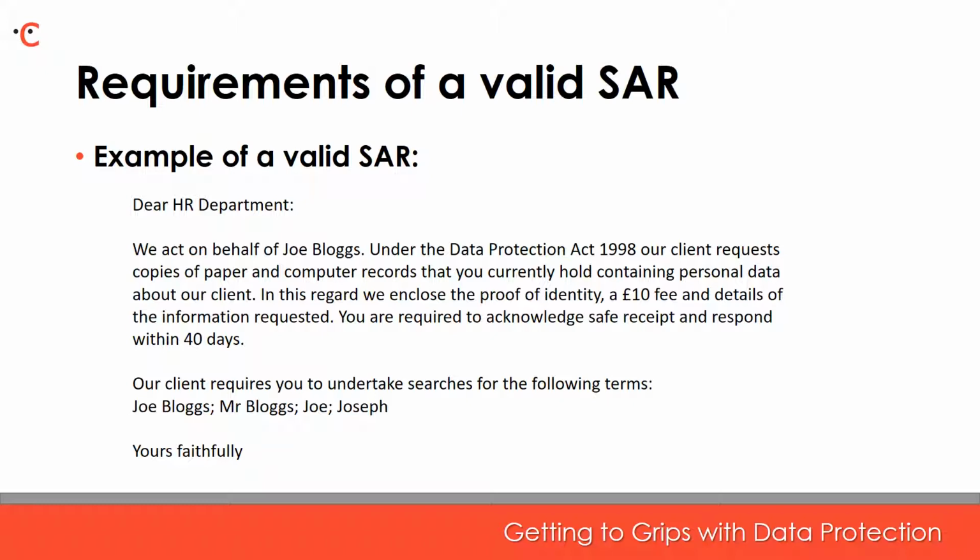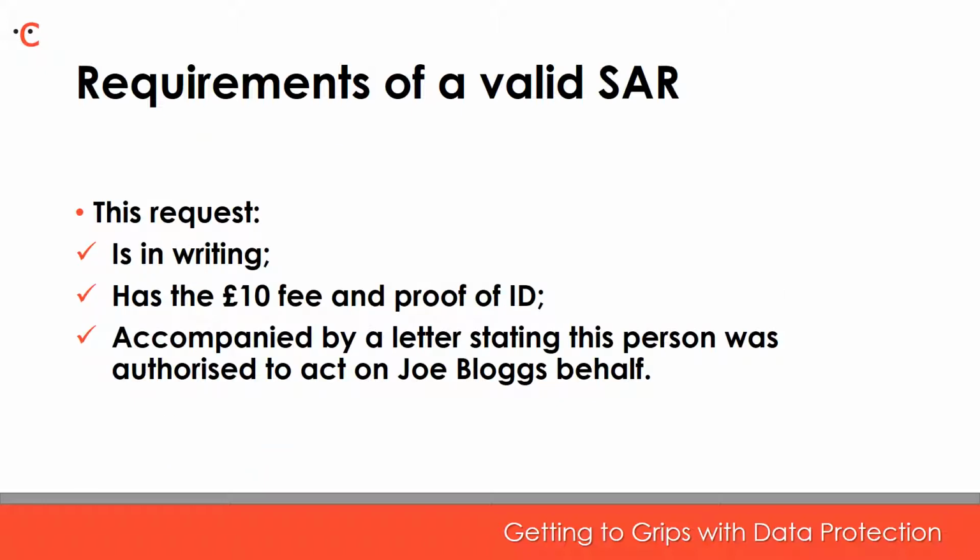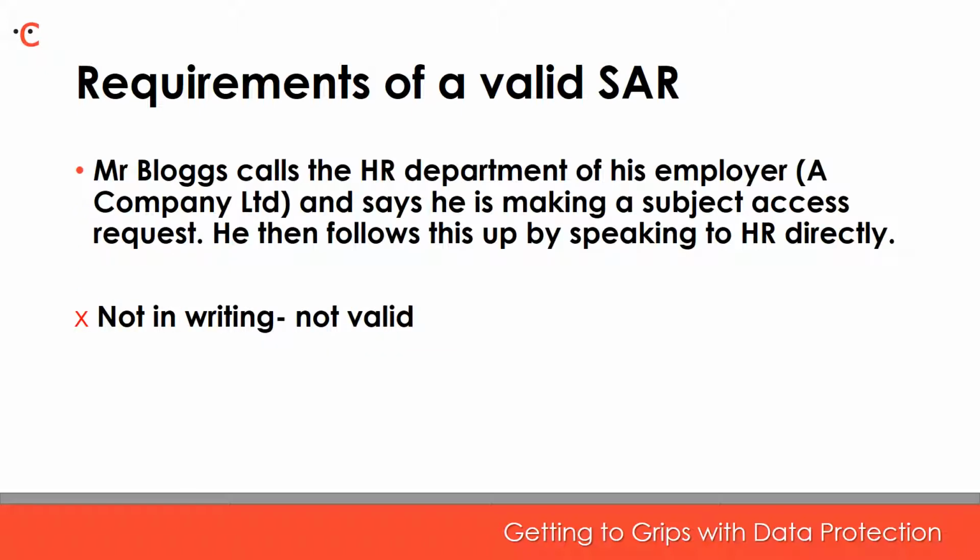This email was accompanied by a letter from Joe Bloggs confirming the solicitor in question had been authorised to submit a SAR on his behalf, in addition to the £10 fee and proof of identity. So turning to the requirements for the valid SAR, it was in writing. If requested by the data controller, it had the £10 fee and proof of ID, and it had the letter stating that the person was authorised to act on the third party, in this case Joe Bloggs' behalf.